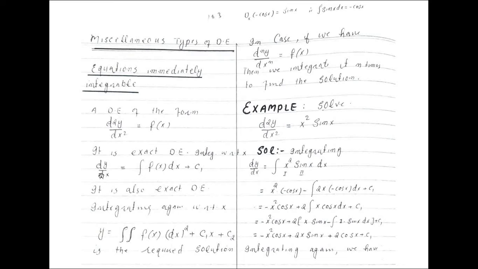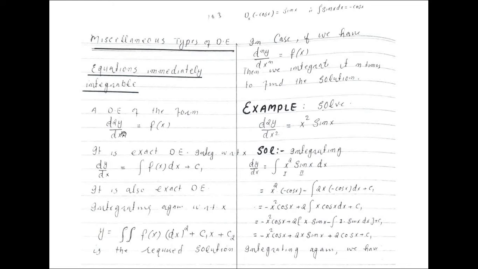Integral sign and d by dx will cancel each other. Here we get y, and here we will have the double integral of f of x with respect to x, and integral of c1 is c1x plus c2, and this is the required solution. This is the solution of this differential equation. Here we see the second order derivative, so we have to integrate this differential equation twice, and here this second order derivative is equal to function of x.